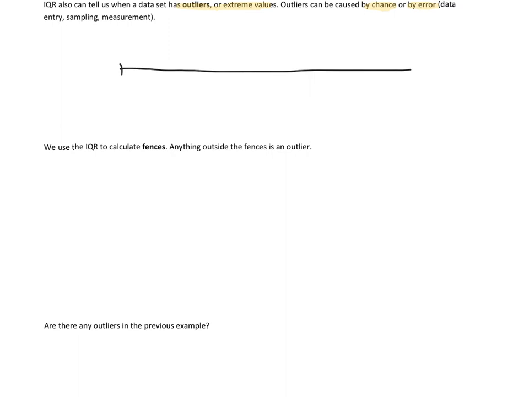So this is our data set, minimum and maximum values are shown right there. And then we have our median, or Q2, our Q1, and our Q3. So what we can do with the IQR is we can establish fences. All right, and so we calculate the fences. Let's say one fence ends up being right here, and then another fence ends up being calculated, the value ends up being right there. And anything outside the fences would be considered an outlier.